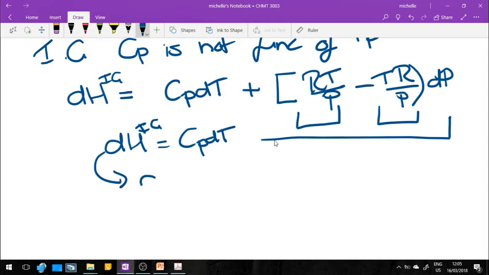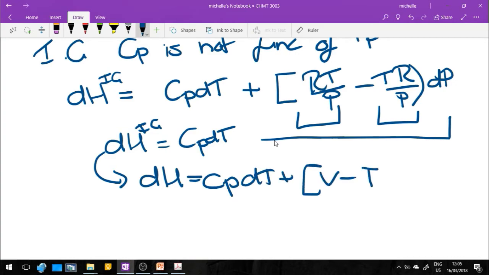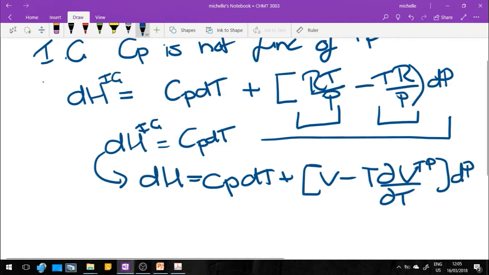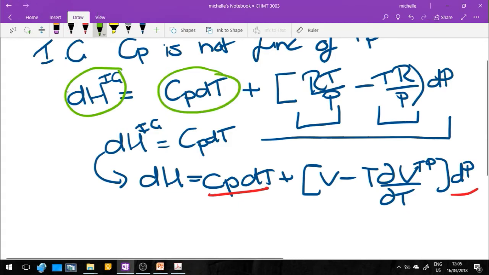Where did this come from? This came from your equation dH equals Cp dT plus V minus T partial derivative of V with respect to T at constant P, dP. So this is from your equation sheet. So for a real gas, the enthalpy is a function of temperature and it's a function of pressure. But for an ideal gas, your enthalpy is only a function of temperature.